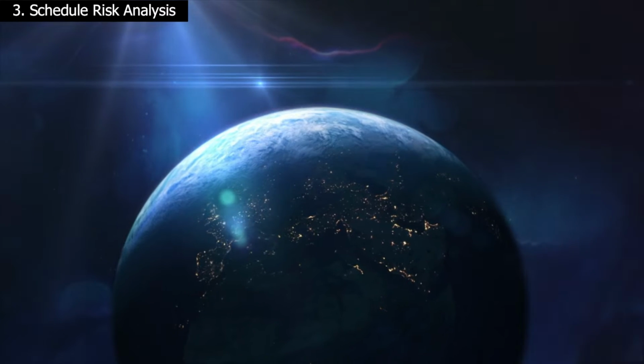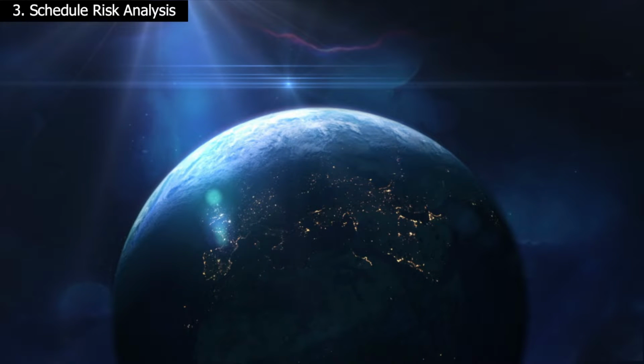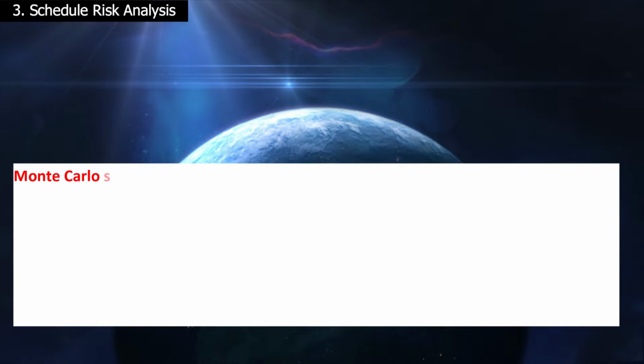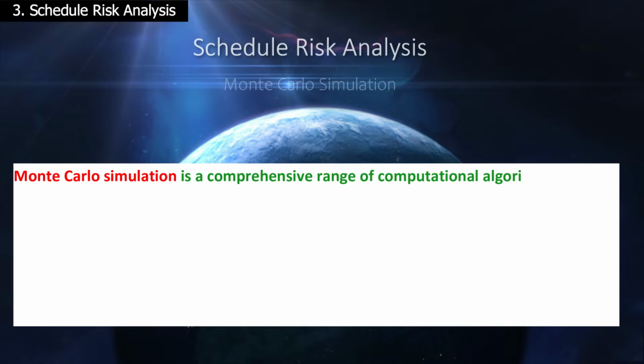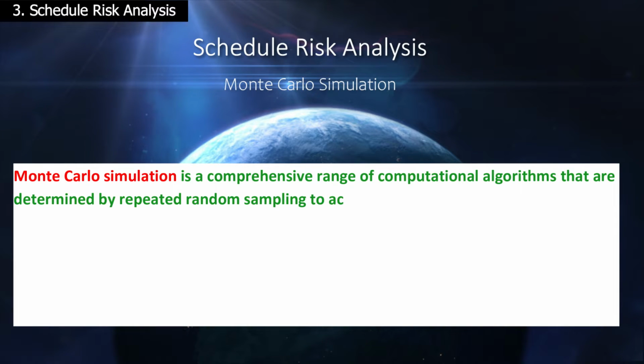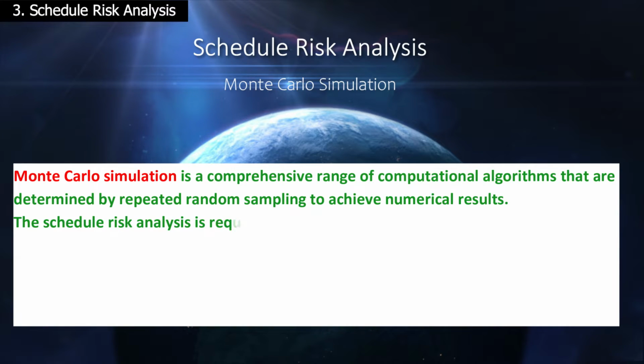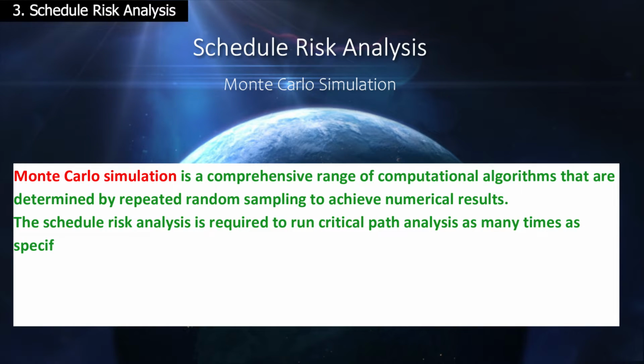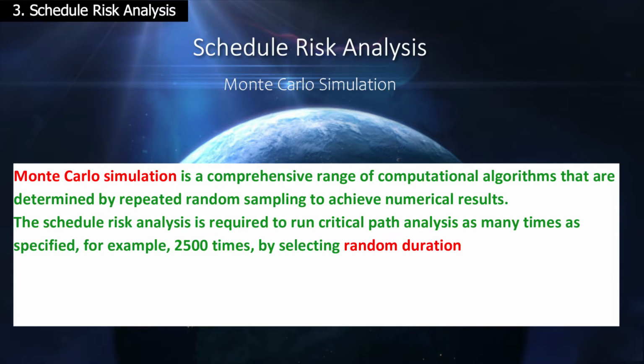The third and last scheduling method is schedule risk analysis. Monte Carlo simulation is a comprehensive range of computational algorithms that rely on repeated random sampling to achieve numerical results. The schedule risk analysis is required to run critical path analysis as many times as specified, for example, 2,500 times, by selecting a random duration for each risky activity from its range according to triangular distribution.